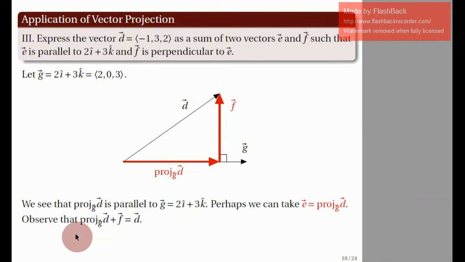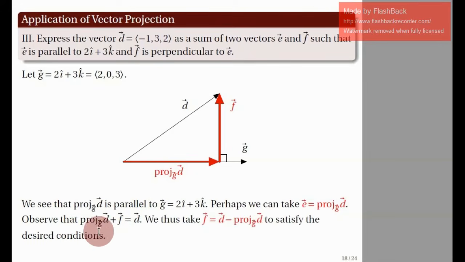Okay, so that is what we discovered here. The other condition for our vector f is that it should be perpendicular to our vector e. Because we constructed the vector such that we made a vector out of the perpendicular projection of D onto G, our choice for vector f is indeed perpendicular to our vector E here, which we chose to be the projection. So just using this equation, we can solve for our vector f as follows.